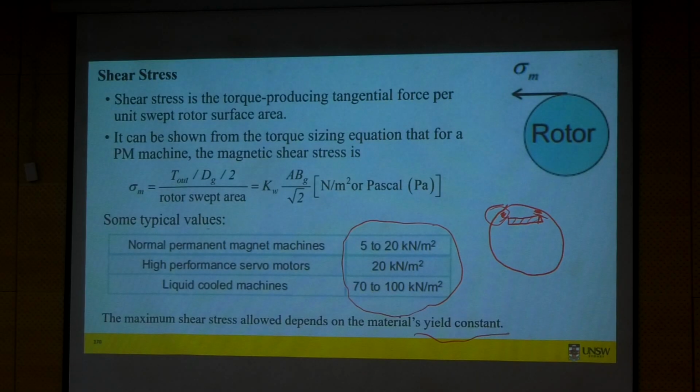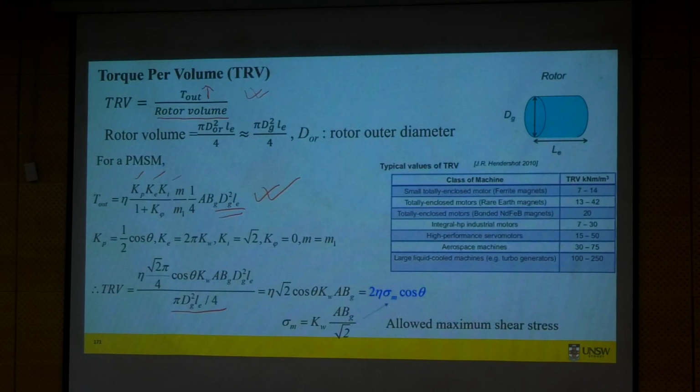Winding factor, electrical loading, magnetic loading over root 2 is the shear stress. And how do we get it? It is the output torque per radius divided by rotor swept area. That's how it is defined. And from there, again using the same sizing equation, we can show that shear stress is proportional to electrical loading and magnetic loading. And here we can find that TRV is proportional to shear stress.